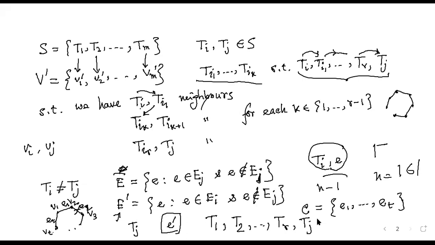Ma'am, can you explain again the construction of T1? Yeah. So basically look at this set. Look at this edge set E. It contains the edges of Ej which are not in Ei.